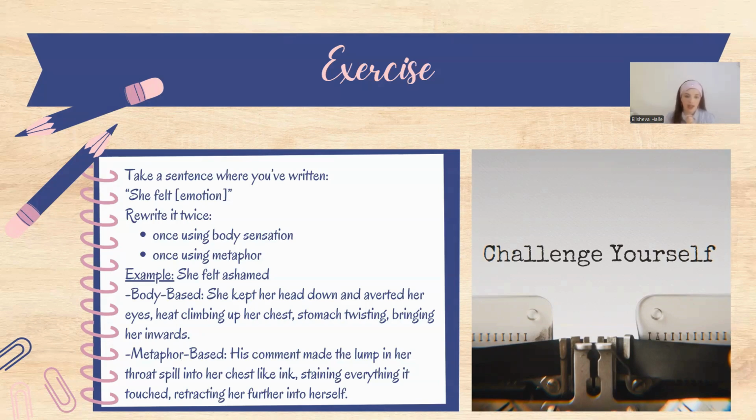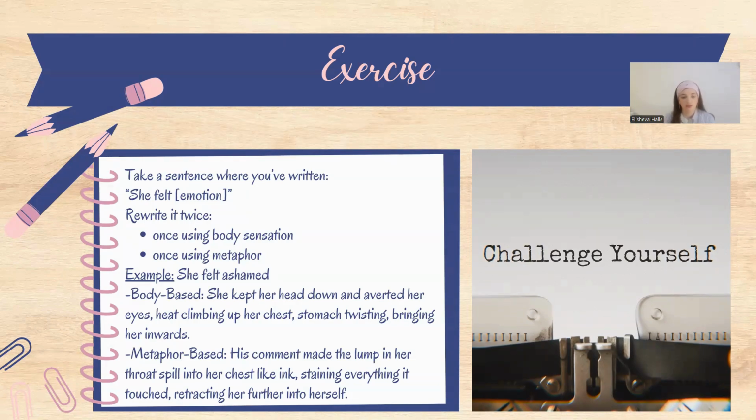And here's an example that I came up with. So, she felt ashamed, labeling that emotion of shame. Body-based, it would sound like: she kept her head down and averted her eyes, heat climbing up her chest, stomach twisting, bringing her inwards. So notice how we're staying with the body. We're starting outside, with what that looks like on the outside, head down, averting her eyes, and then we're going inside, heat climbing up her chest, stomach twisting, bringing her inwards. Like I said, we're still using subtle metaphors, but we're still very much grounded in the body over here.